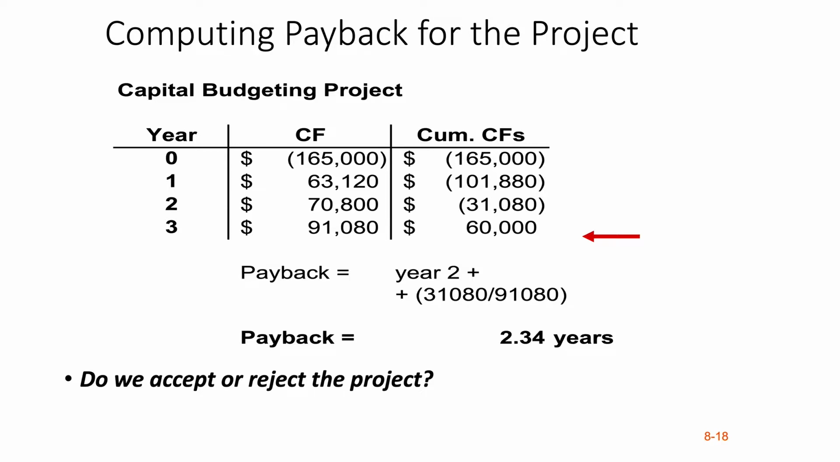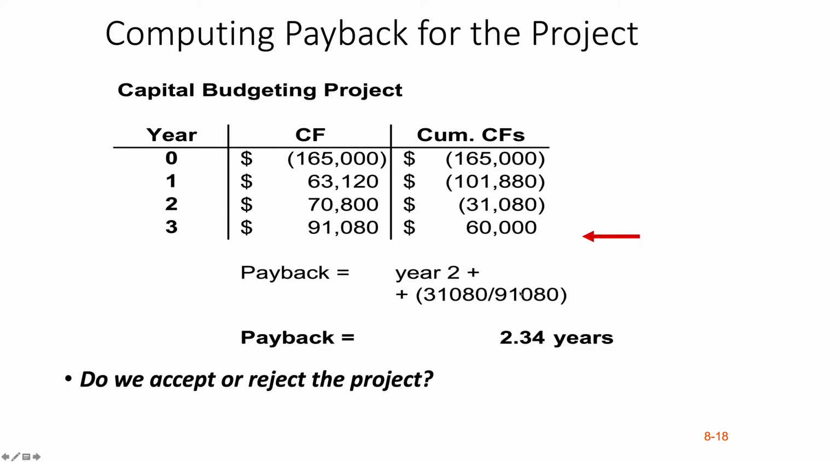How do we find that? We're using the remaining balance. Here is $31,080 divided by the third year cash flow, $91,080. So it's equal to 0.34.